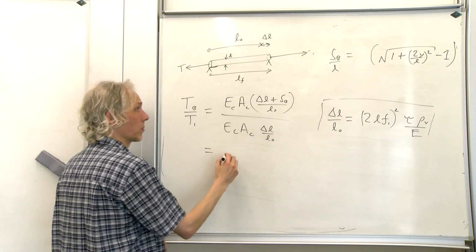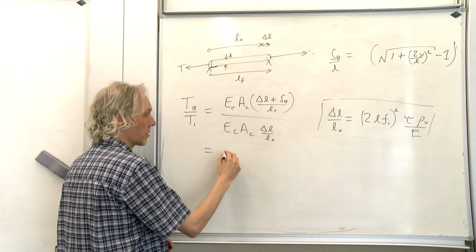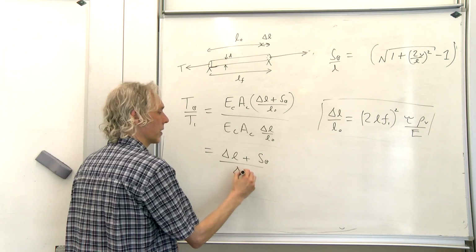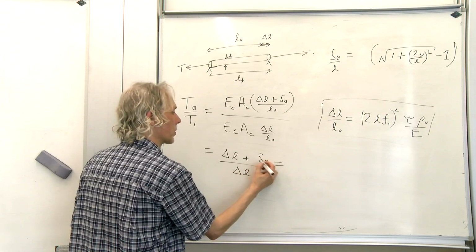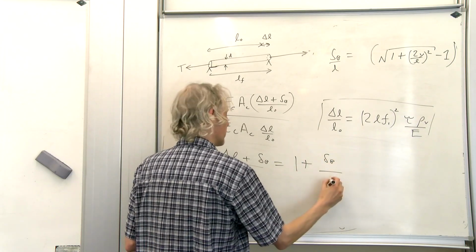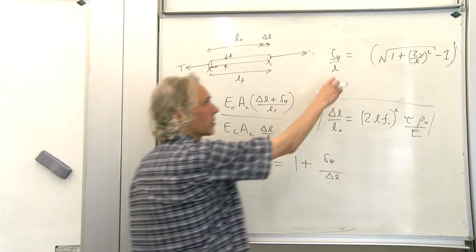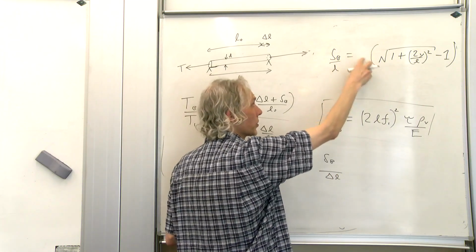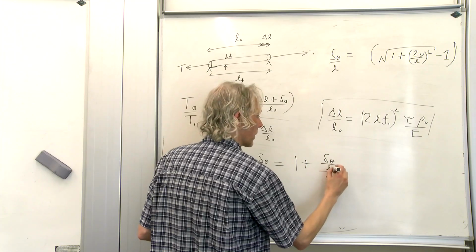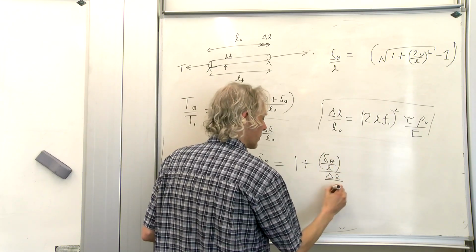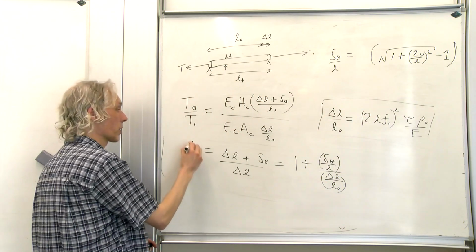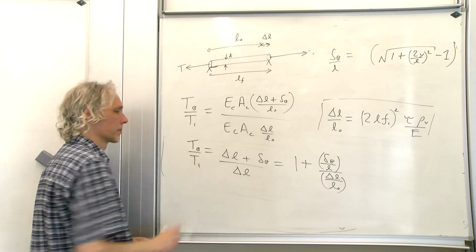So cancelling out, we get basically the delta L plus delta B over delta L, which in turn is just going to be a 1 plus a delta B over delta L. Now up here we can actually take the delta B equals L times this stuff and divide by L to get this. And then just use that. So we know this and we know that, therefore we can work out what's happened to the tension.